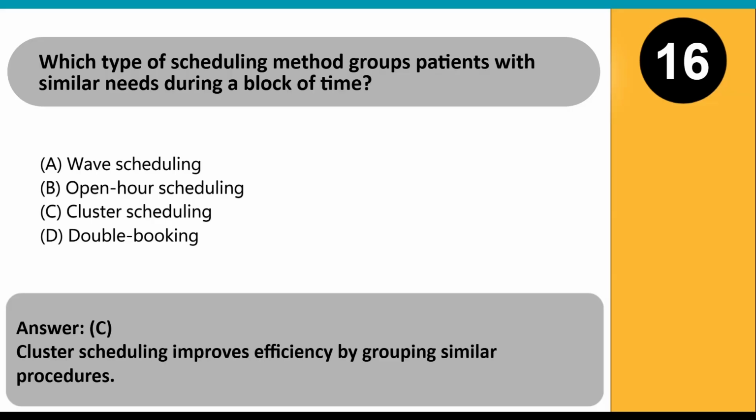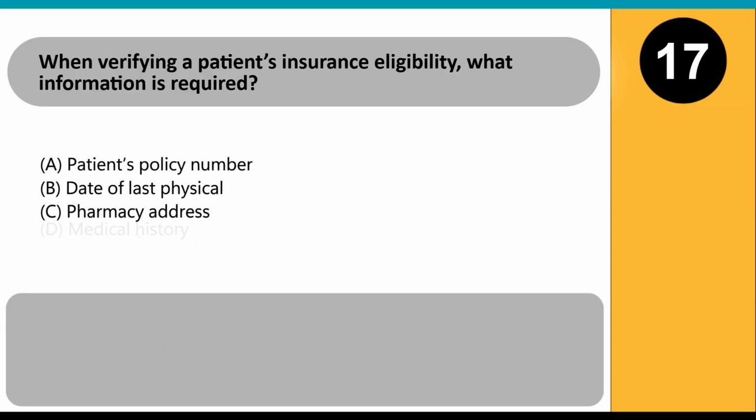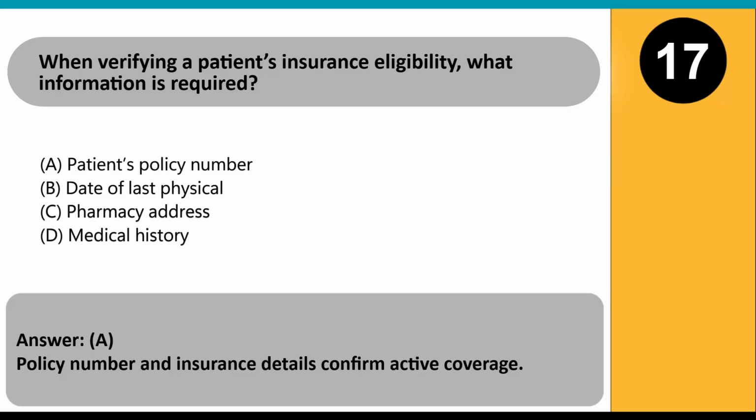Cluster scheduling improves efficiency by grouping similar procedures. When verifying a patient's insurance eligibility, what information is required? A. Patient's policy number. B. Date of last physical. C. Pharmacy address. D. Medical history. Answer A. Policy number and insurance details confirm active coverage.